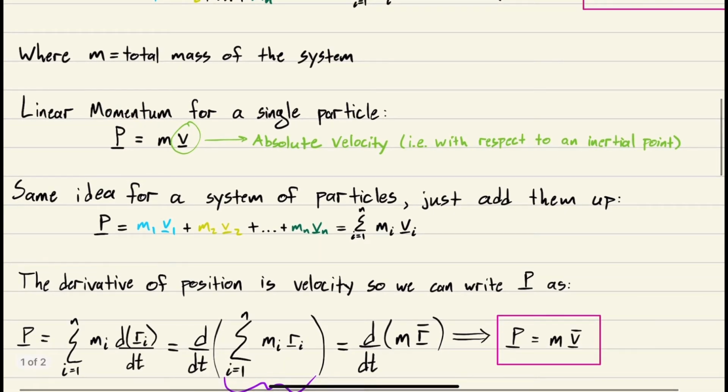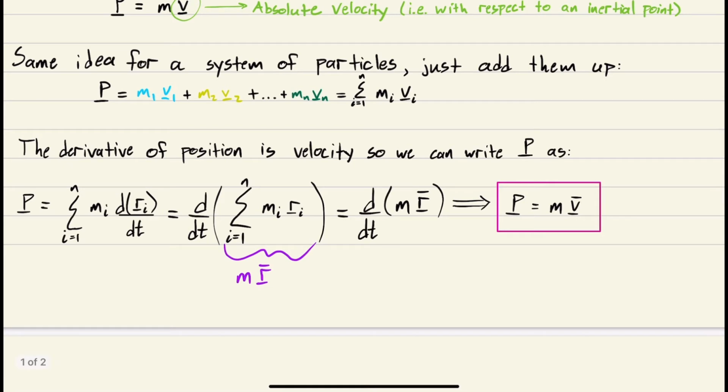And if we want to find the total linear momentum for a system of particles, it's the same idea. We just add up all the linear momentums. The sum of all the linear momentums in the system is the linear momentum of the system. So m1v1 plus m2v2 plus mnvn can be written as the sum of m_i v_i, from i equals 1 to n. That is the total linear momentum for a system of particles.